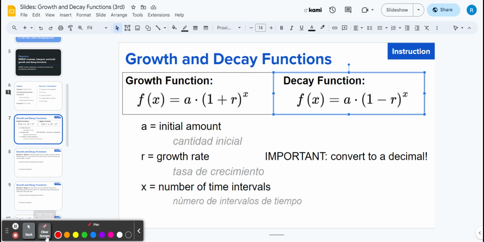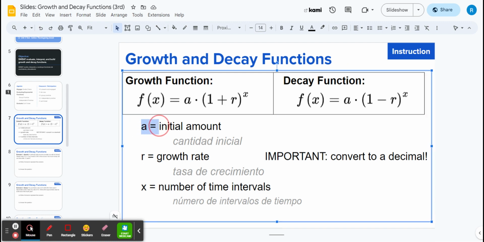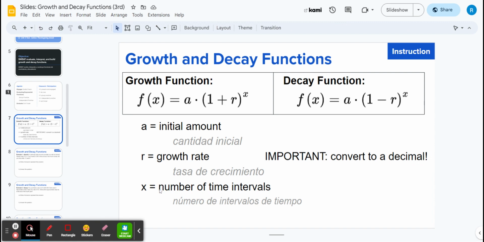So if we want to interpret what all of these values mean, A is going to be our initial amount. We're going to start with an initial amount, and then we're either going to grow or we're going to decay. Then R is going to be that growth rate. We'll see in our word problems what that means, but it's going to be important to always convert that to a decimal. We're usually going to get it in percent, and we want to convert that to a decimal. Then X, sometimes we'll use T as well, is going to be the number of time intervals. So how many times are we multiplying in a row?